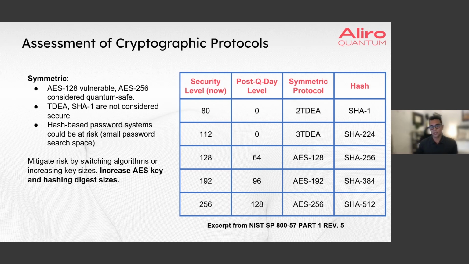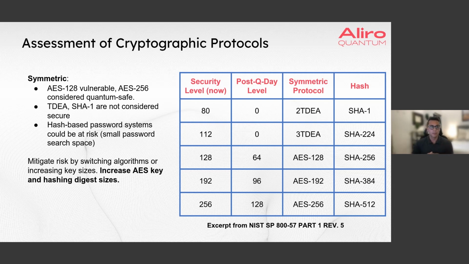And the reason for that is because, as I mentioned earlier, Grover's algorithm, which can be used to attack symmetric protocols, only provides a quadratic speedup over classical computers, whereas Shor's algorithm for asymmetric encryption provides an exponential speedup. So what that means is that Grover's doesn't completely break all of the symmetric encryption protocols, but it definitely does hamper their security. So let's take a look at some concrete protocols here.